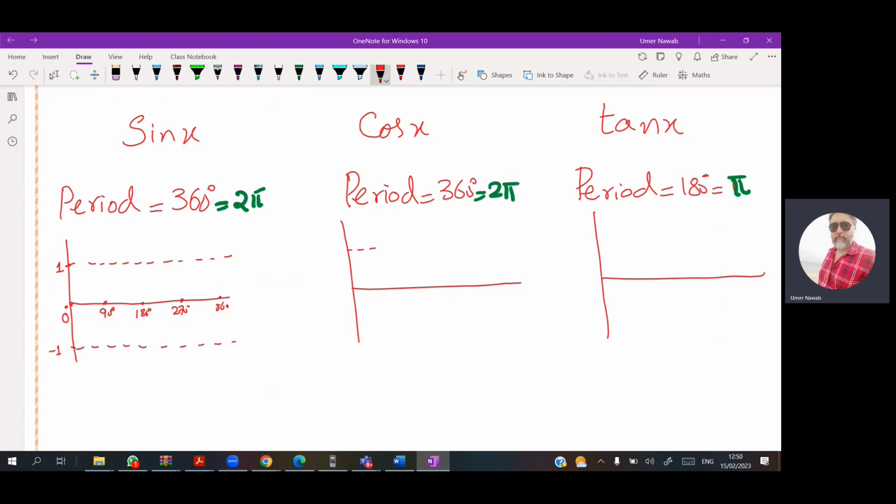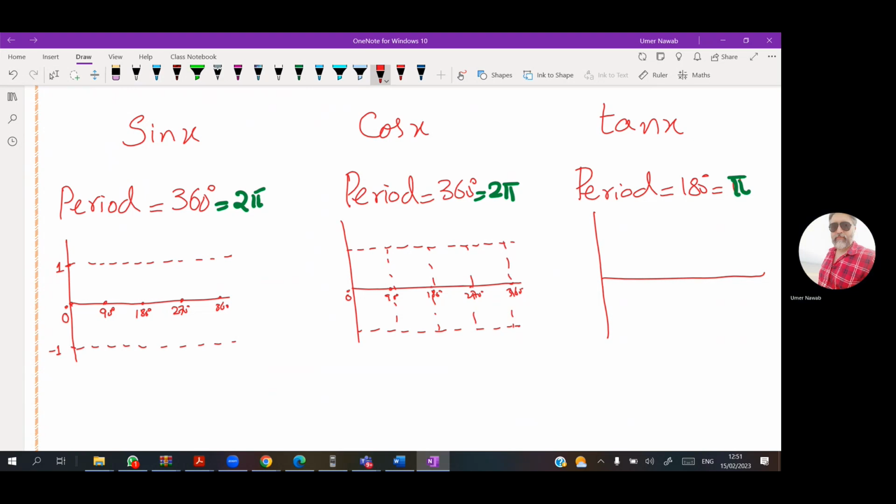Same thing, cosine value is 1 and minimum value is -1. The stepping of cosine is also 90, 180, 270, and 360. Let me draw like this. It will help me make a very precise graph of sine and cosine.